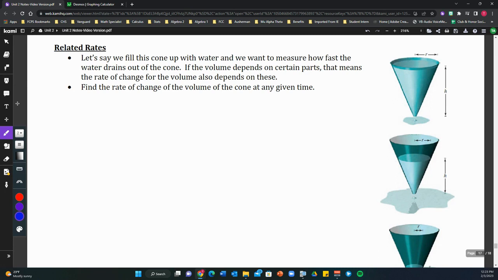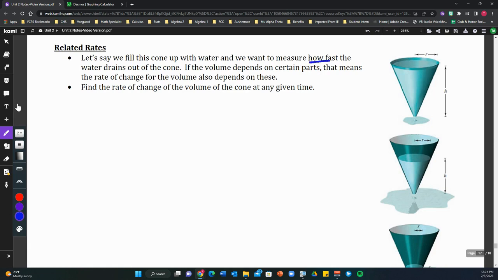So it involves a lot of implicit differentiation, but we're also going to be working with equations that we probably haven't come across anytime recently. So we want to kind of recap some of that stuff as we go. But to get us started, let's say, for example, we fill this cone up with water and we want to measure how fast the water drains out of that cone.